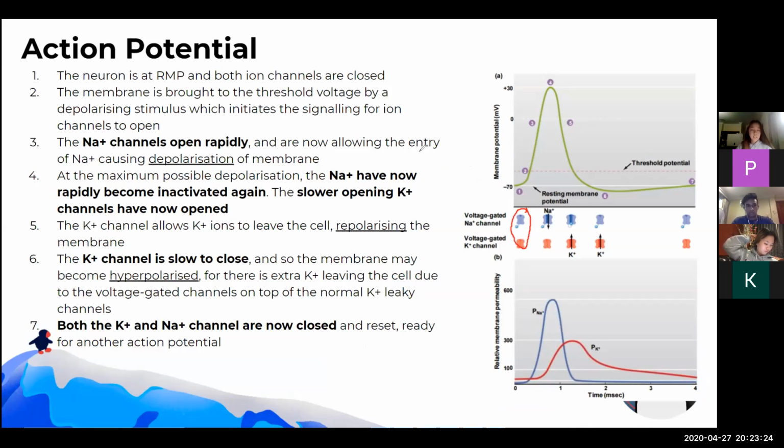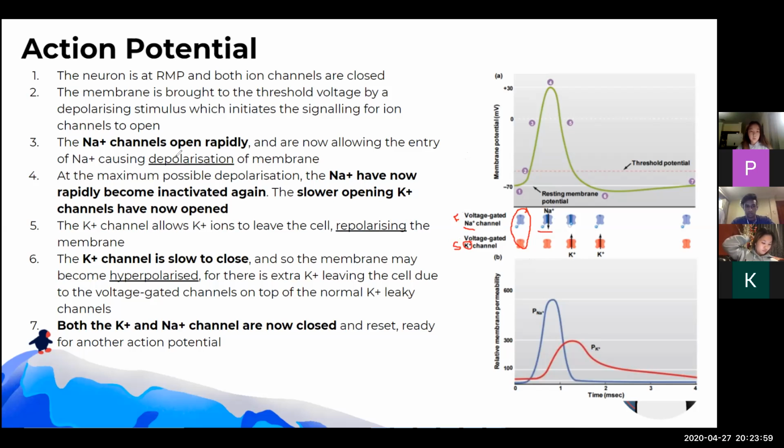On to step 2. The membrane is essentially brought to the threshold voltage by a depolarizing stimulus, which initiates the signaling for ion channels to open. So we get that signal, it's going to depolarize, we've hit the threshold, which is an all or nothing threshold, and our ion channels are ready to open. Now, if we remember, our sodium was fast and our potassium is slow. So which one's going to open first? Well, our fast guy, our sodium channel, is going to open first, as you see here.